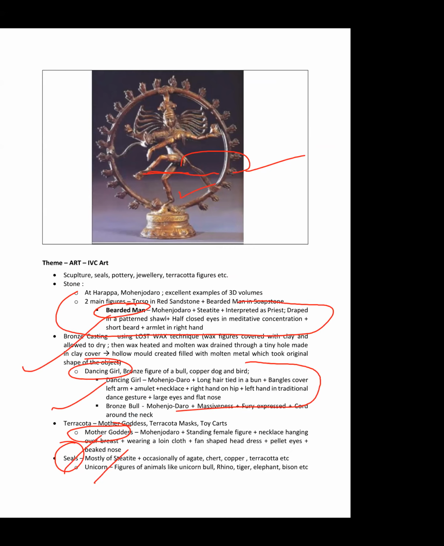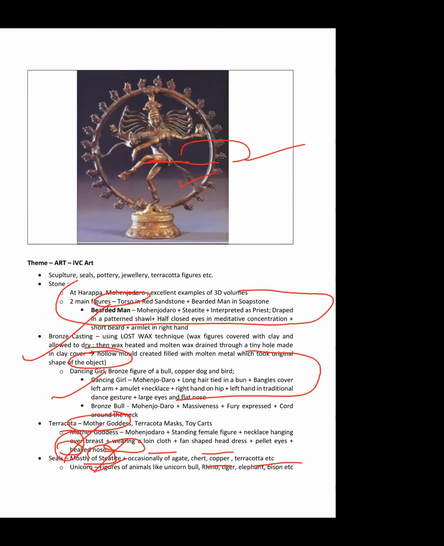Seals, mostly of steatite, as I told you, occasionally of these materials. The important animals: unicorn, bull, rhino, tiger, bison.